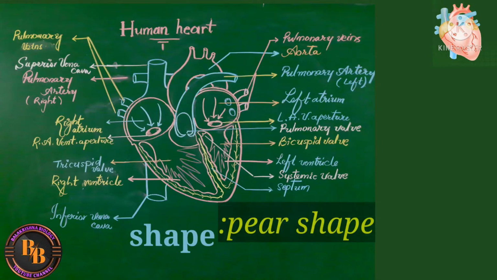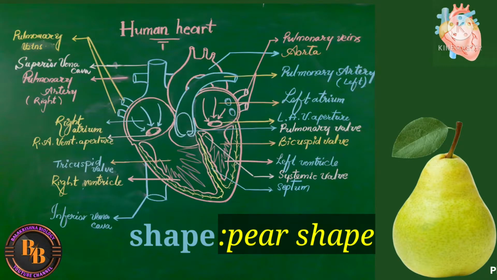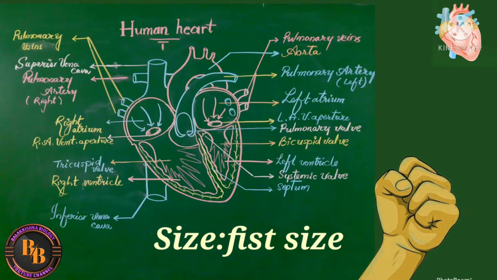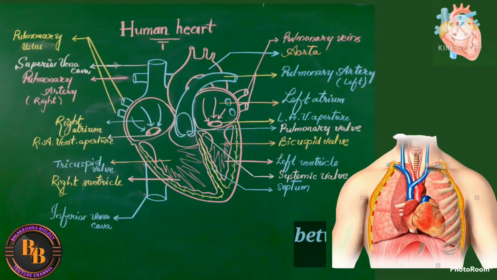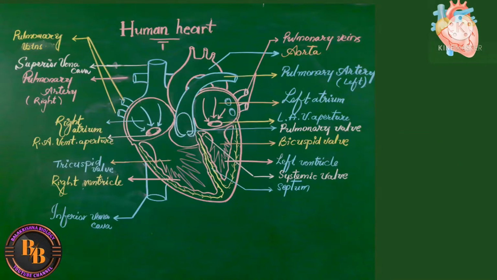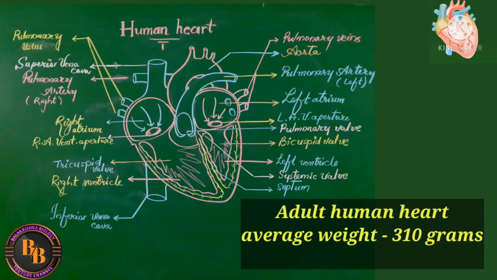Generally, the heart is shaped like a pear and is about the size of our fist. The heart is located between the lungs, slightly to the left side of our chest. The weight of the heart is generally 310 grams.